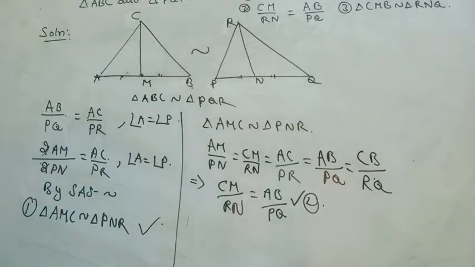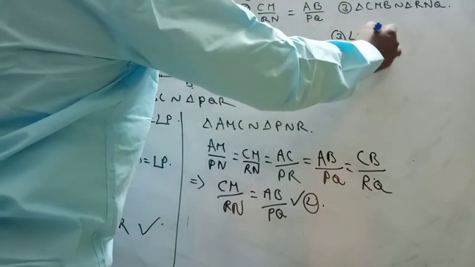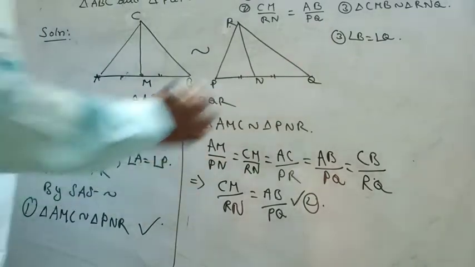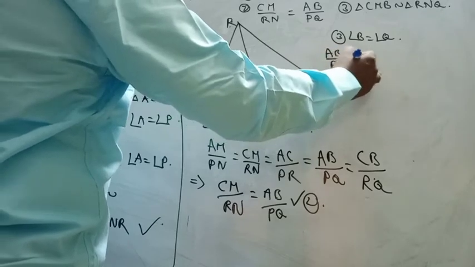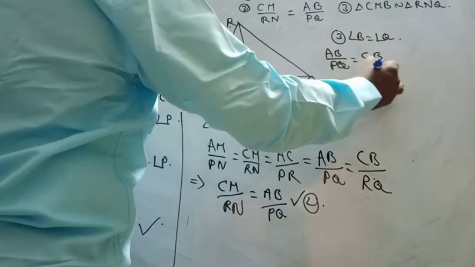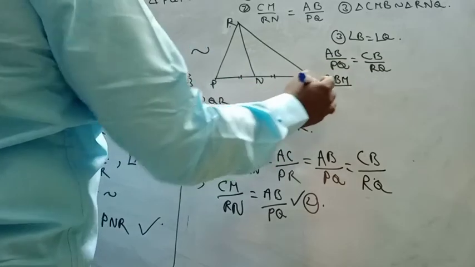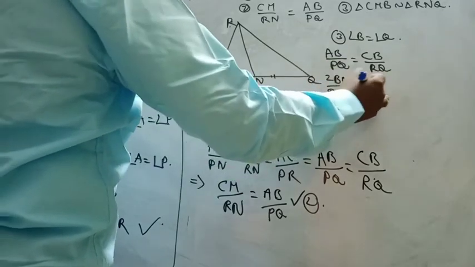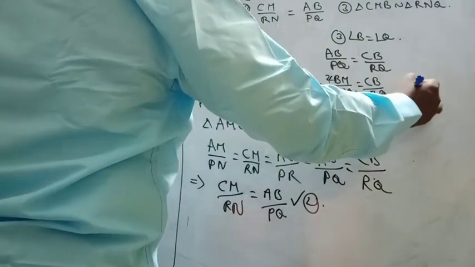Now the third one, you need to prove that triangle CMB is similar to triangle RNQ. That is very obvious. For the third one, angle B is equal to angle Q, this is the included angle. And also you know that AB by PQ is equal to CB by RQ. AB is nothing but 2 times BM, divided by 2 times NQ. This is equal to CB by RQ, and you know that angle B equal to angle Q.